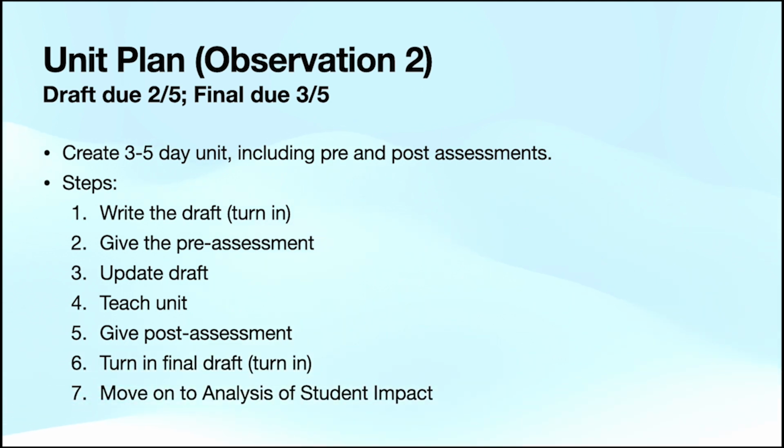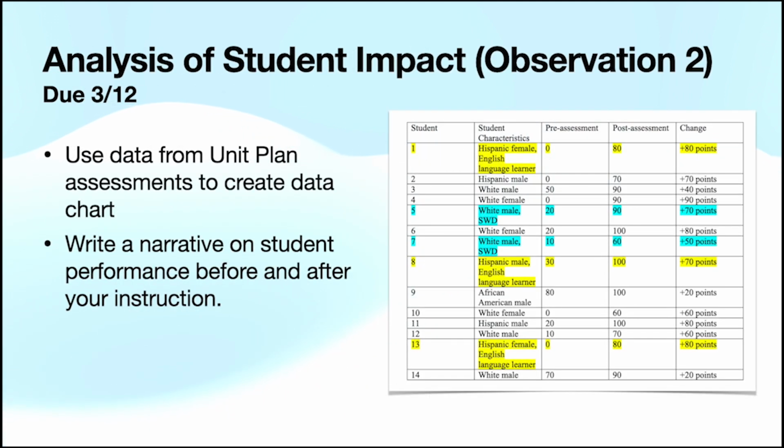So Observation 2 will take place on 1 day of your unit plan instruction. And then when you're done with your unit plan, you're going to move on to the analysis of student impact. So using data from those assessments that you did, you're going to create a data chart and write a narrative on how your students performed after your instruction, paying particular attention to students in diverse populations. And you need to show that you had at least 50% of your students show growth.